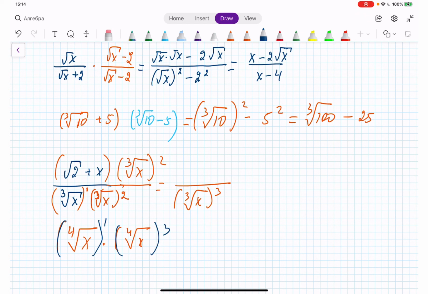Therefore, here I put power 3. I will multiply by 3 power. Okay? And this way I will take out only clean x, because radical degree 4 to power 4 is equal to x. Okay? That's an important note.